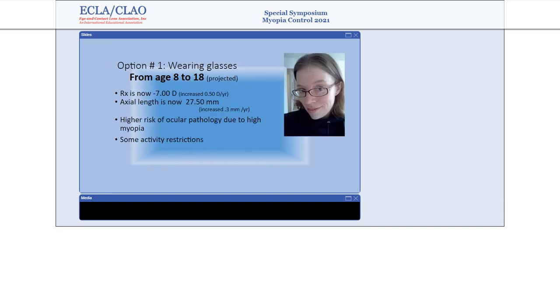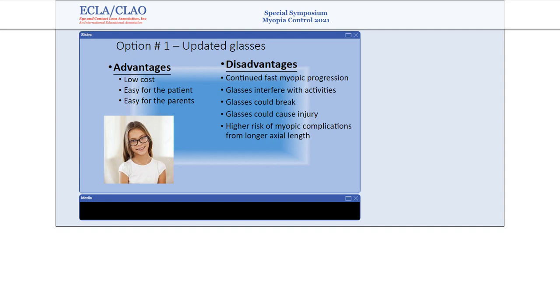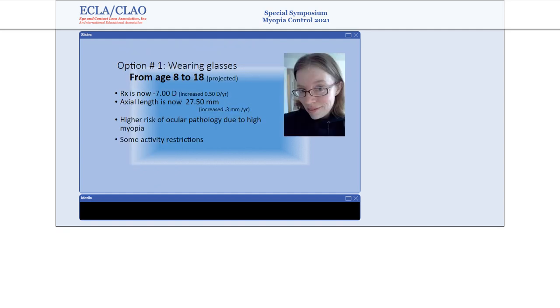Now, the first option that you might talk about with her would be updating her glasses. The advantages here are that the cost is low, it's easy for the patients and parents, but the disadvantages are they continue to progress very quickly, the glasses may interfere with their activities, and they still risk the myopic complications from longer axial length. So if we speed ahead on this patient, we jump ahead 10 years. Now she's 18 years old and has been wearing glasses that whole time. She's now approximately a 7 diopter myope with an axial length of 27.5. She has a high risk of ocular pathology and some activity restrictions.